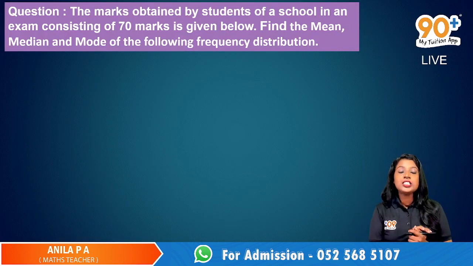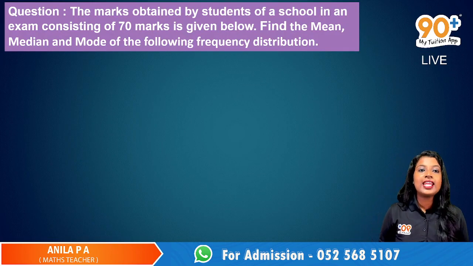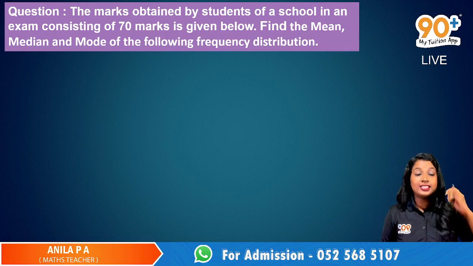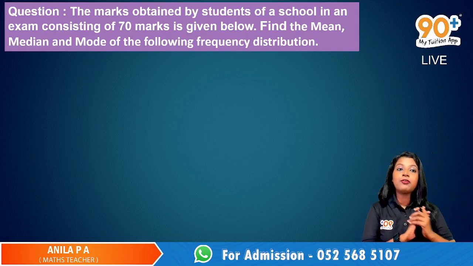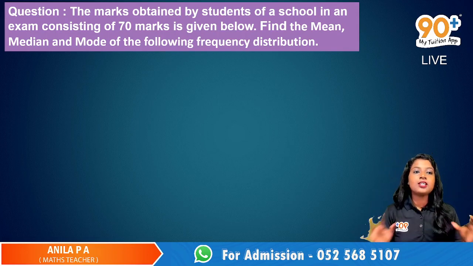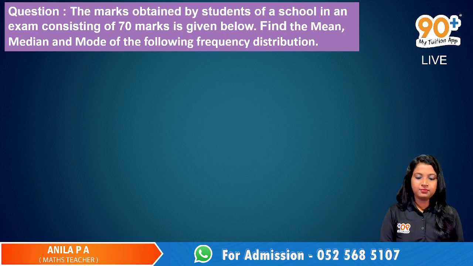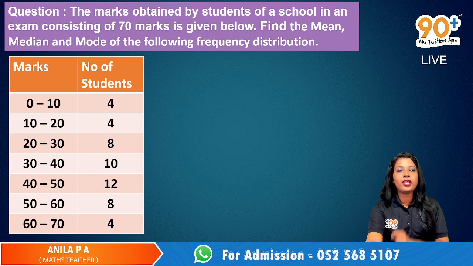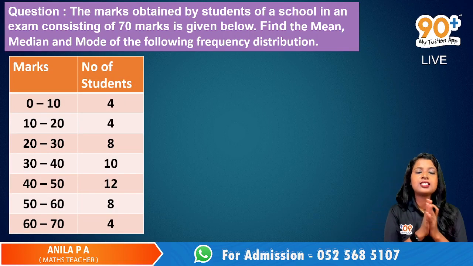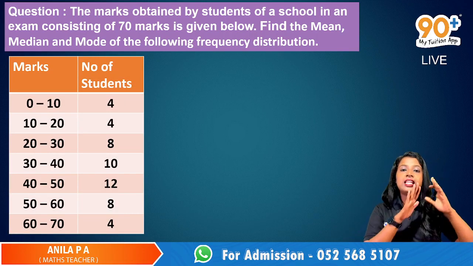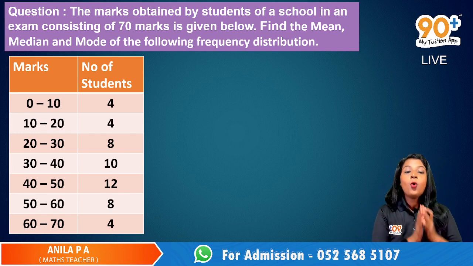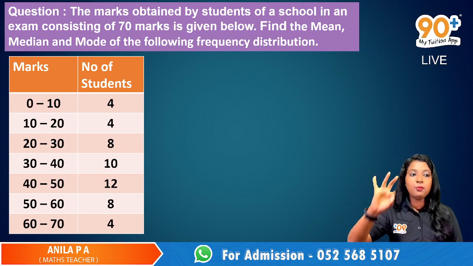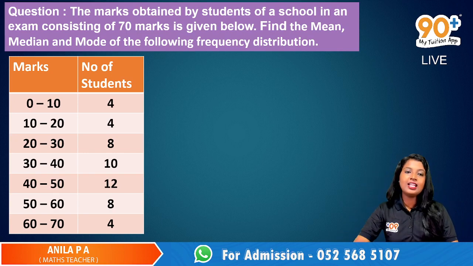So the marks obtained by students of a school in an exam consisting of 70 marks is given below. So one exam is conducted and the exam was out of 70. The marks scored by students are given here. Find the mean, median, and mode of the following frequency distribution. So marks are given as class intervals, and the number of students is also given. We have to find the mean, median, and mode of this given data. Okay, that is our aim.